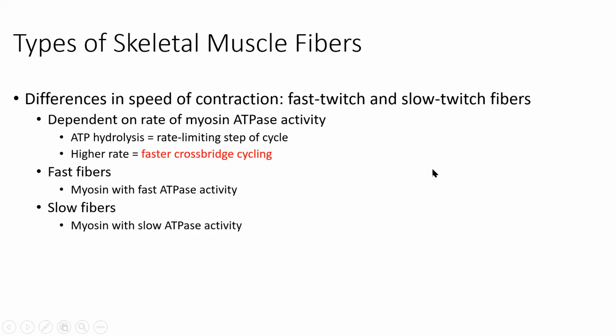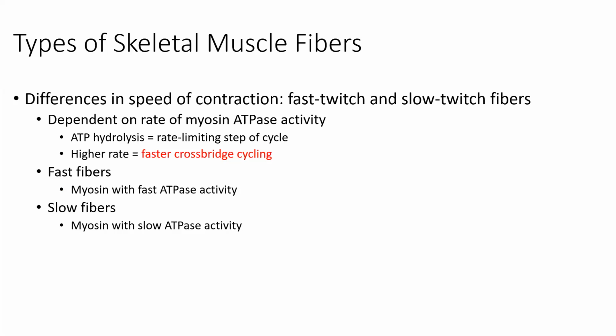And so we'll start by talking about the speed of the contraction first. And you can think about this as the first name of the muscle. So muscle has two names. The first name is based upon the speed of its contraction. And we have different types of fibers on that basis. We've got fast twitch fibers and slow twitch fibers.